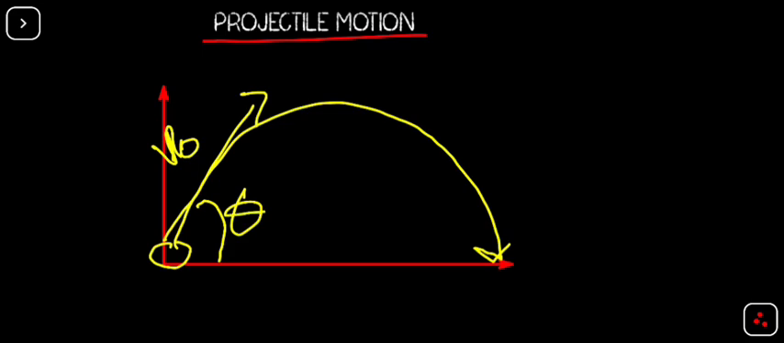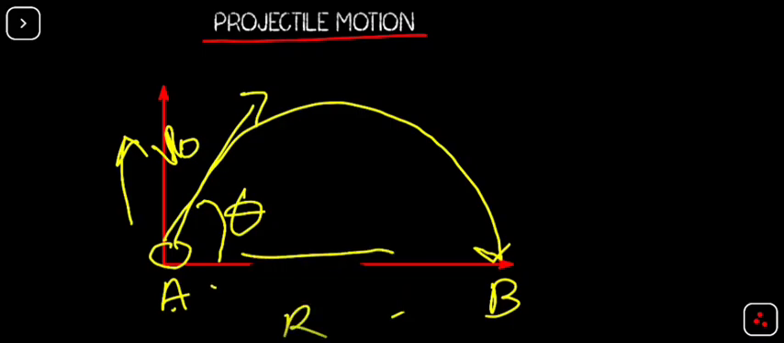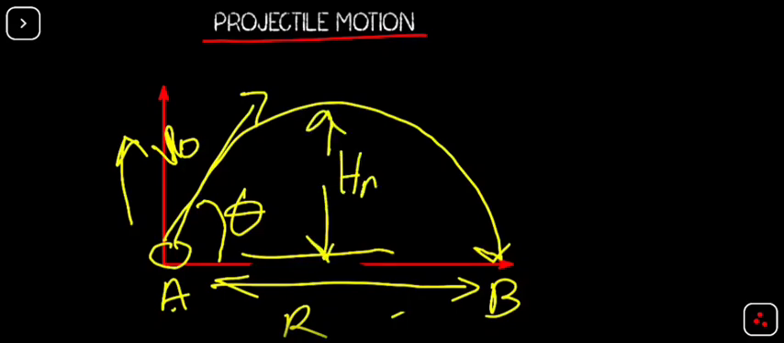which is theta. So this bow is being thrown from point A to point B, and it is moving in both axes, the y axis and the x axis. Now the distance from point A to point B is what we call the range. And the distance from here to there is what we call the maximum height, which is the h max.